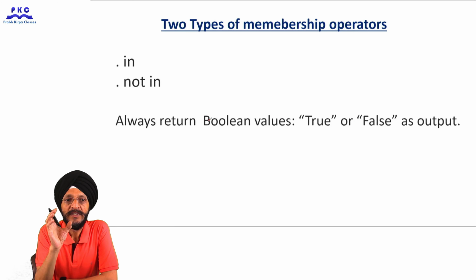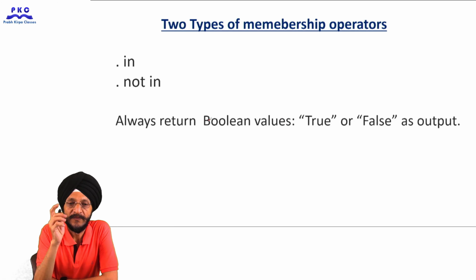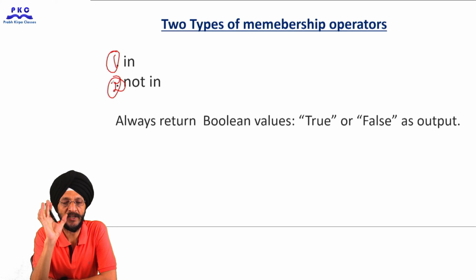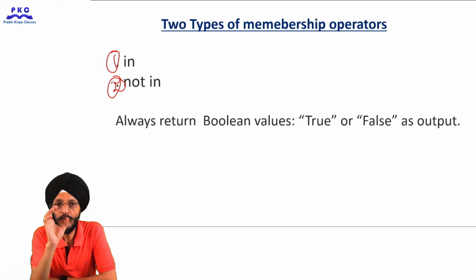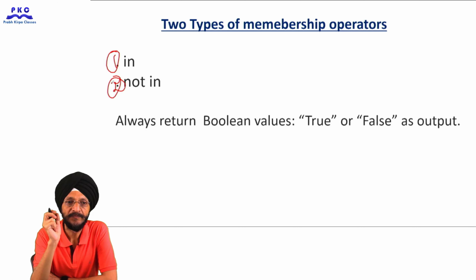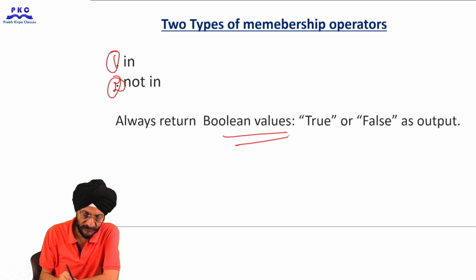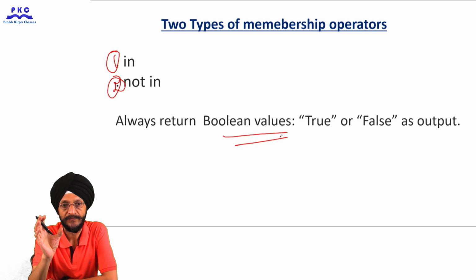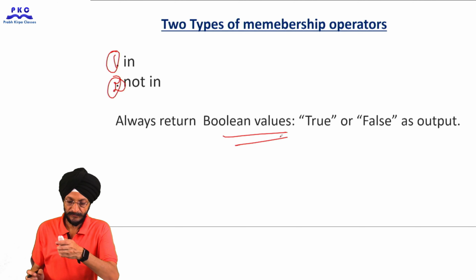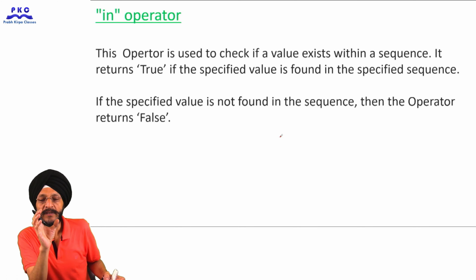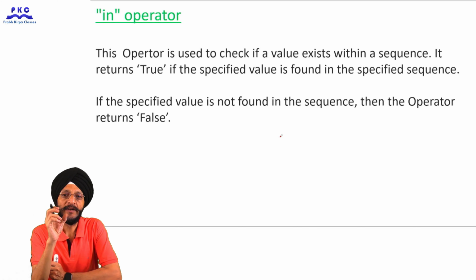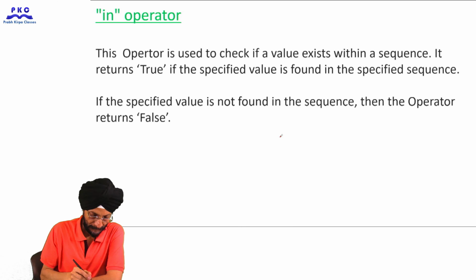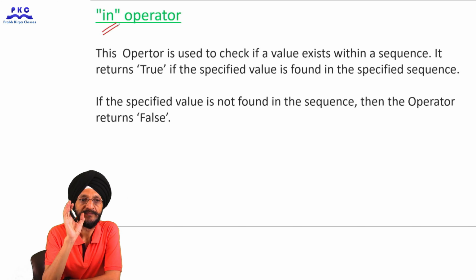Now, there are two types of membership operators. First is in and the second is not in. When we use membership operators in Python, they always return Boolean values. As already told, Boolean values mean true or false as output. First, we will talk about the in membership operator.